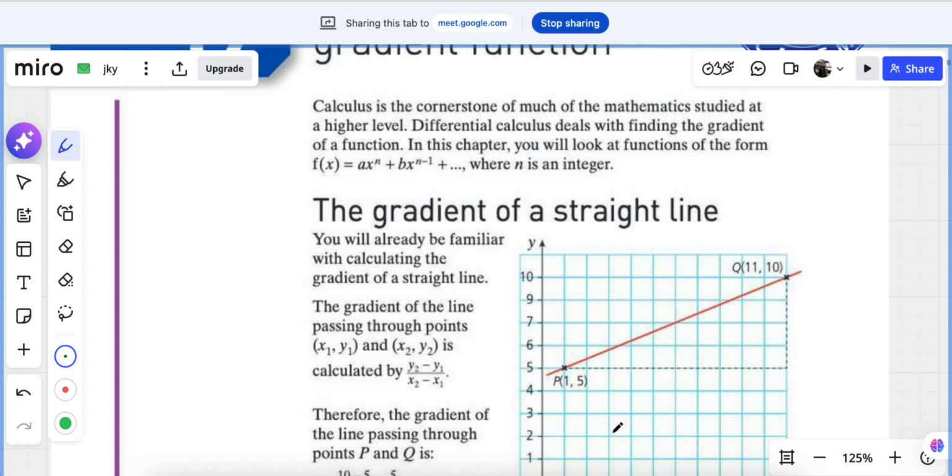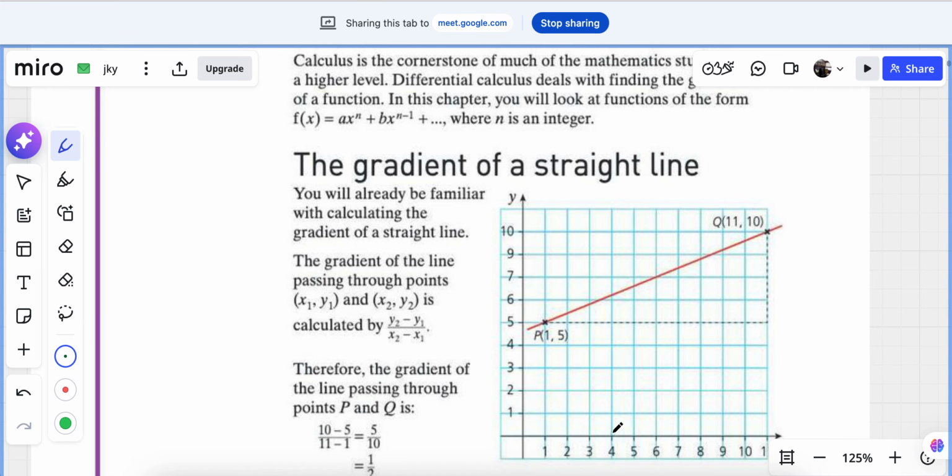We've learned gradient before, in earlier chapters or lower grades. Gradient is the change in y over the change in x of a straight line graph. So when we give you a line and want to calculate the gradient, we have to identify two points on the straight line, point P and point Q. Every point in coordinate geometry has a coordinate. Point P has a coordinate of (1, 5), and point Q has a coordinate of (11, 10).